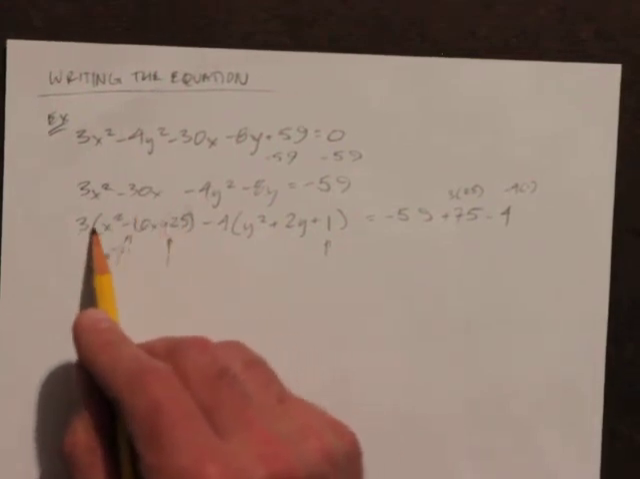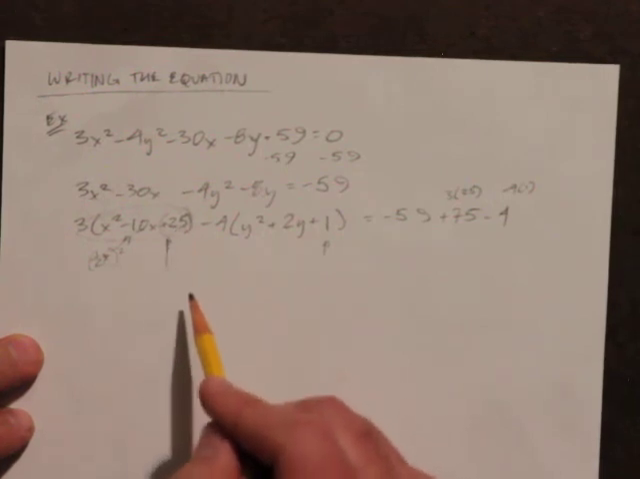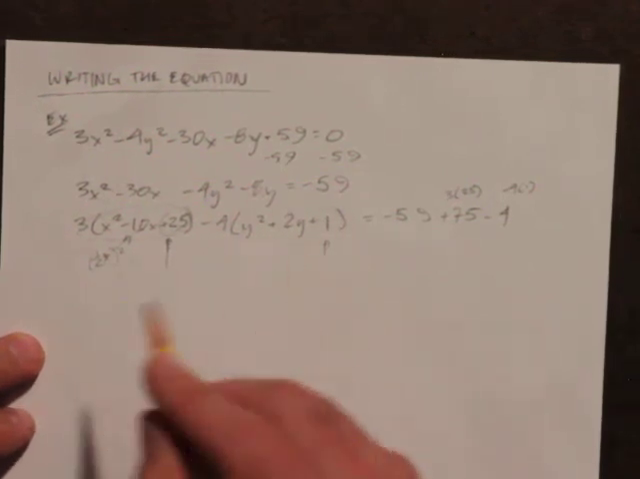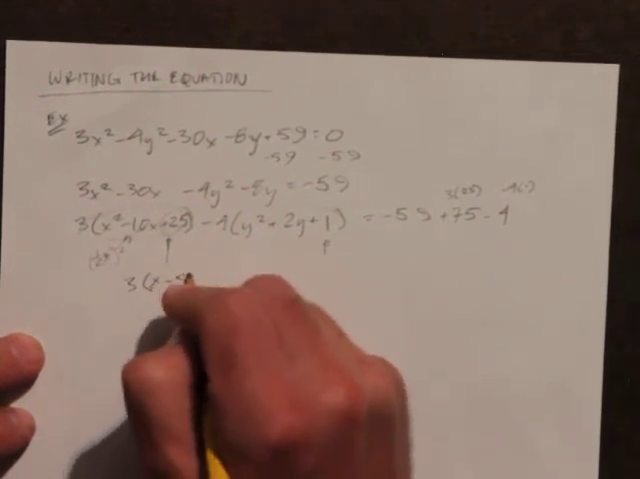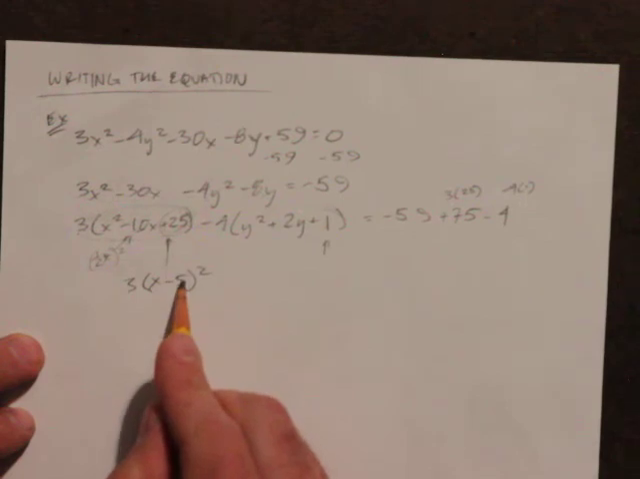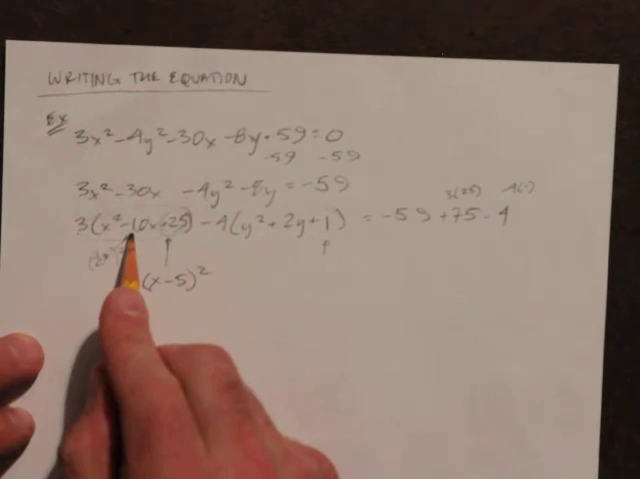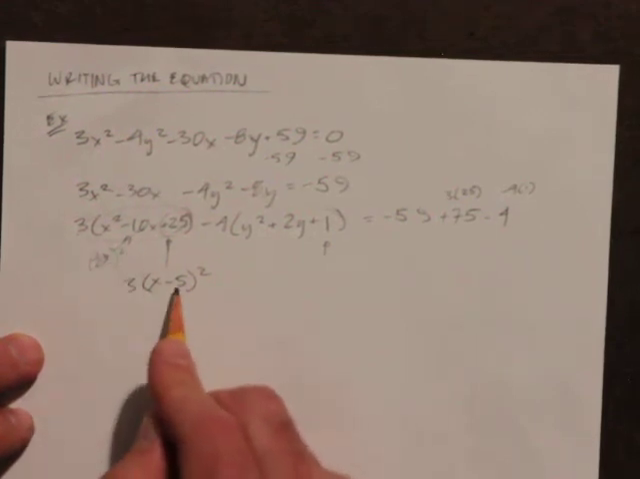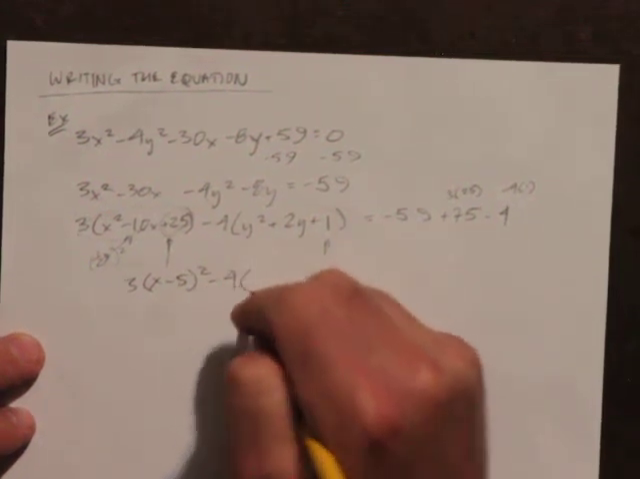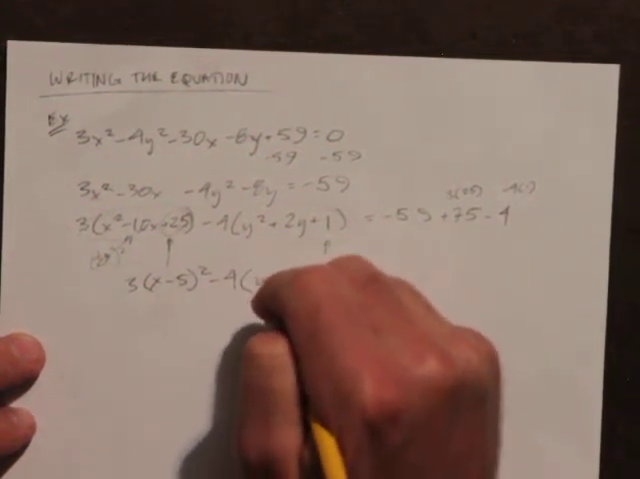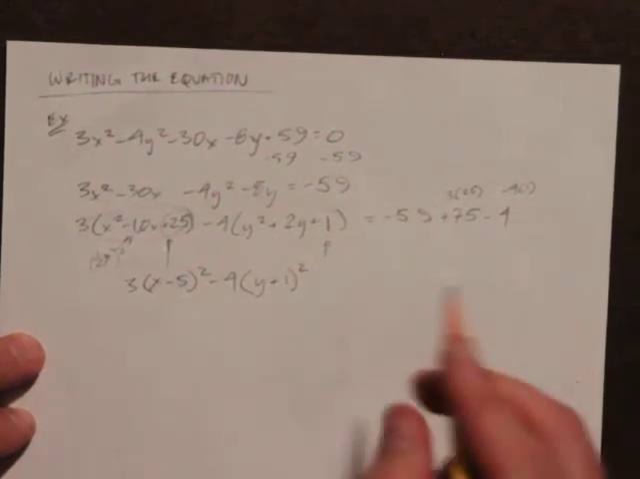Now, this expression here is a perfect square, because of what I've done by adding this 25. Same with this, a perfect square. So I'm going to rewrite this as 3 times x minus 5 squared. If I were to FOIL x minus 5 times x minus 5, I'd end up with this. Where did I get that minus 5? The negative 10. Half of negative 10 is minus 5. Minus 4 times y plus 1 squared. Half of 2 is 1. That's the one that's going to go there.